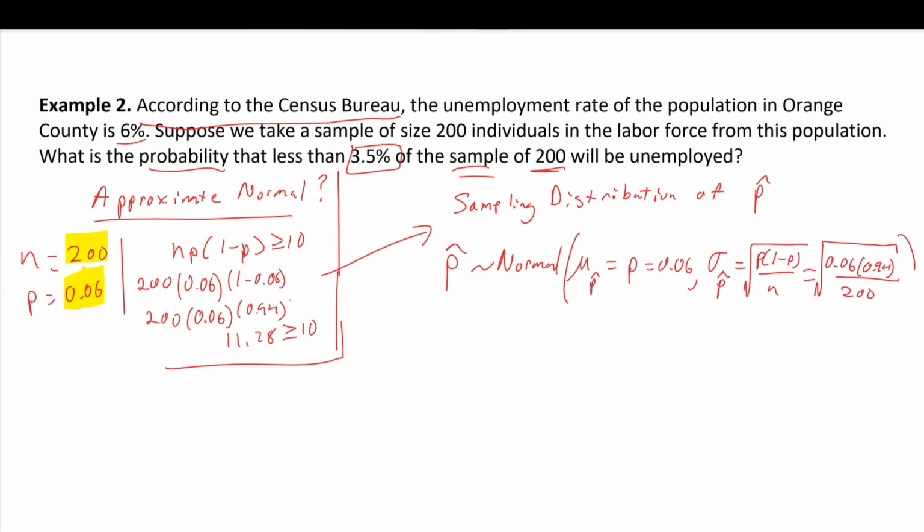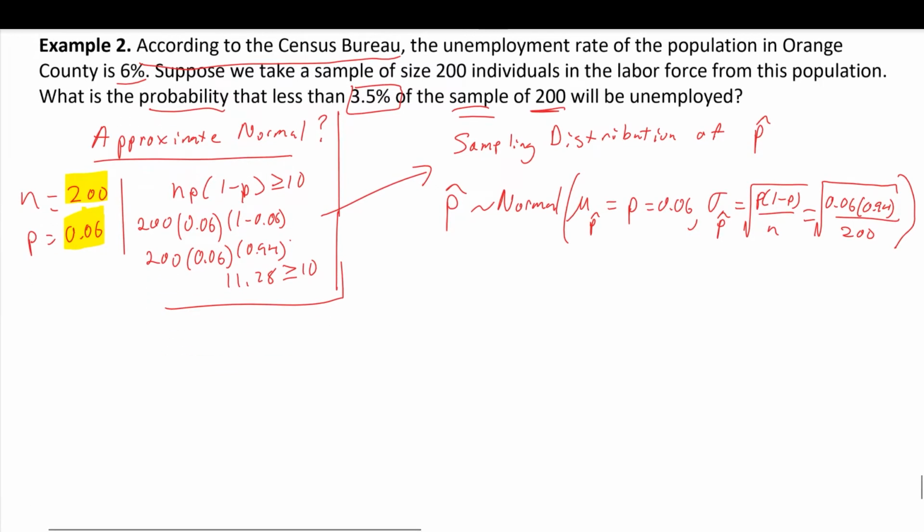And I do recommend you make that a habit to be able to come up with 1 minus P in your head, because I'm going to be putting that in the calculator, and you don't want to put in too many parentheses. And I'll show you how to put this in the calculator once we get to the question here. All right, so the main question here is: what's the probability that this sample proportion is less than 3.5%?